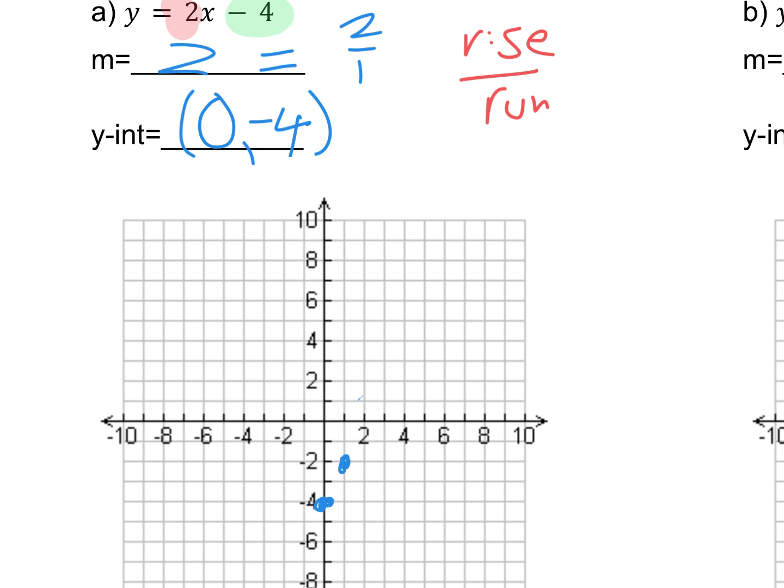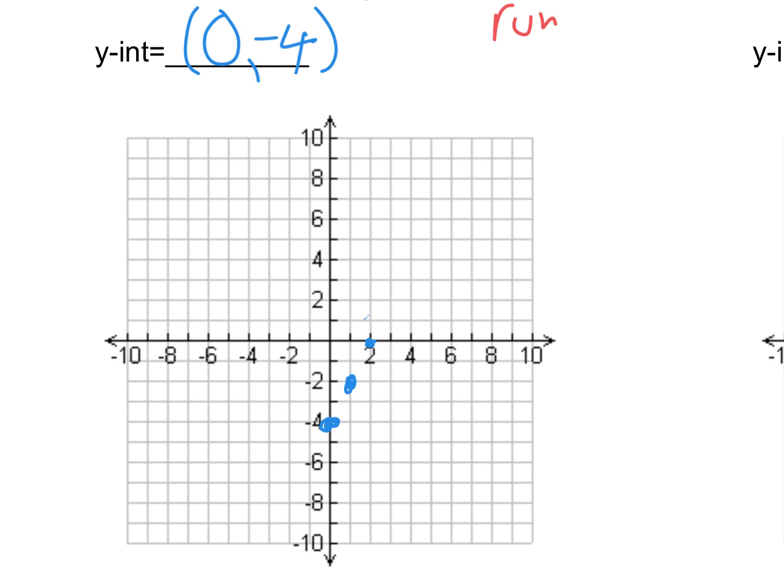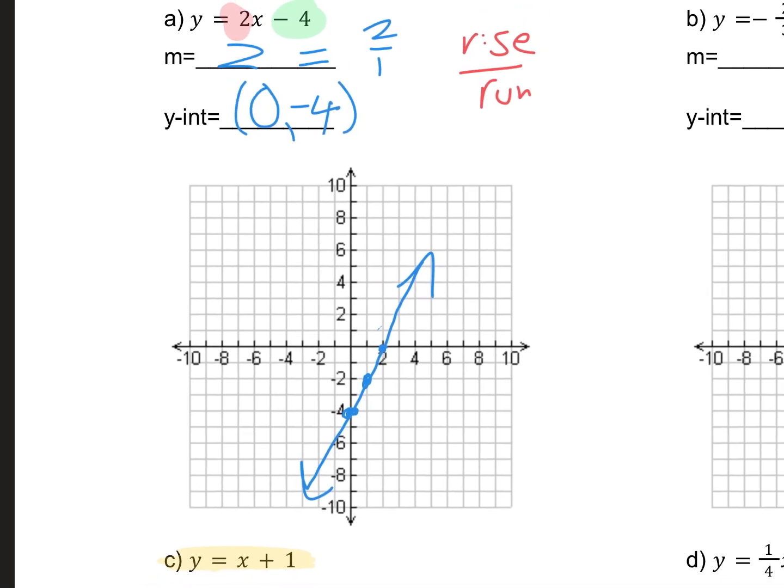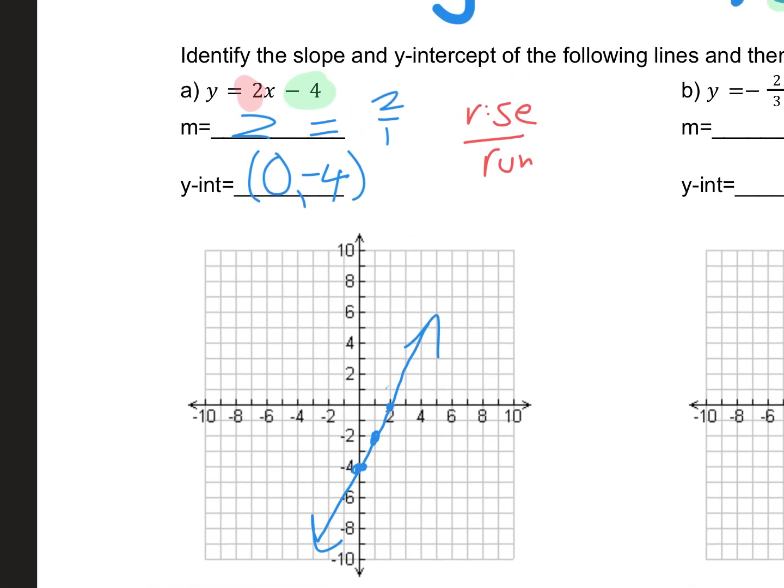Now, to get an accurate graph, let's put one more point on here. So I'm just going to use the rise over run method one more time. From this new dot, I will go up 2 and right 1. So my new dot will go right there. Now that I have 3 dots, I'm going to do my best to draw a line through them. Doesn't have to be perfect. And that is the graph for the equation y equals 2x minus 4.